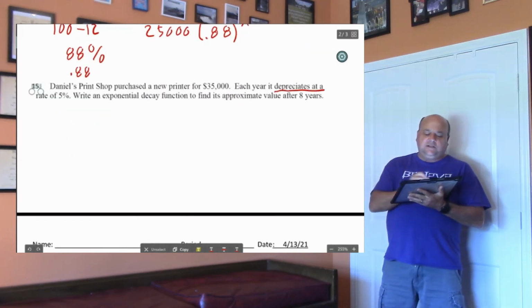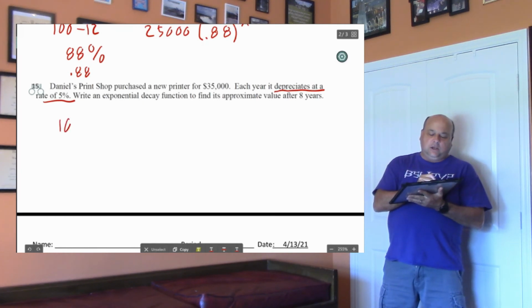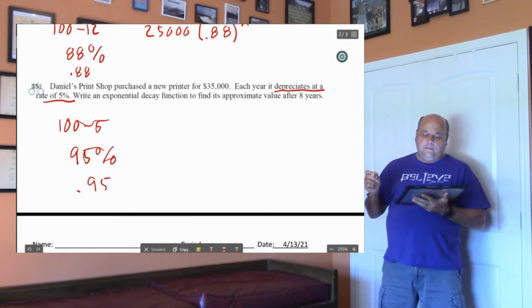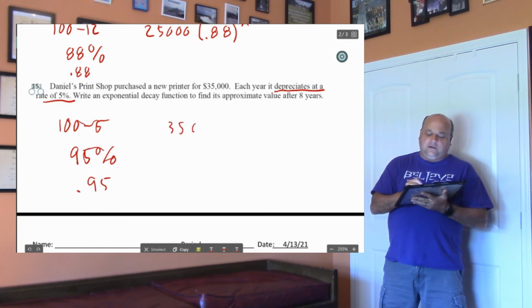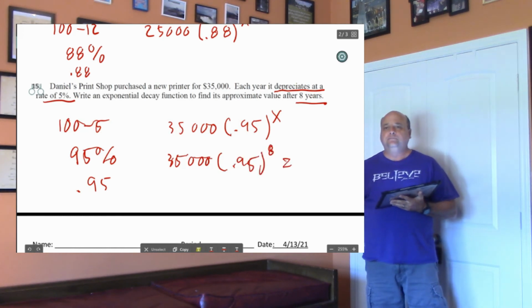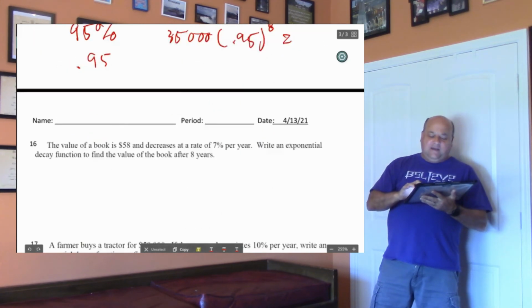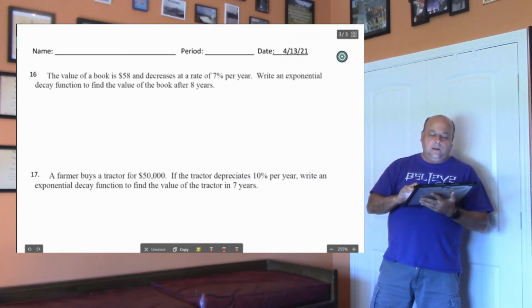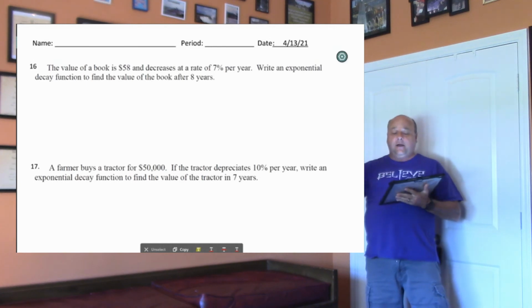Go to number 15. It depreciates at a rate of 5%, so it goes down. So 100 minus 5 is 95%, which is 0.95. So we're going to do 35,000 parentheses 0.95 to the x power, and we want 8 years. So you're going to do 35,000 parentheses 0.95 to the 8th power and write that answer down. Piece of cake. Haven't had a growth yet, okay? So if it grows, you're going to add 100.